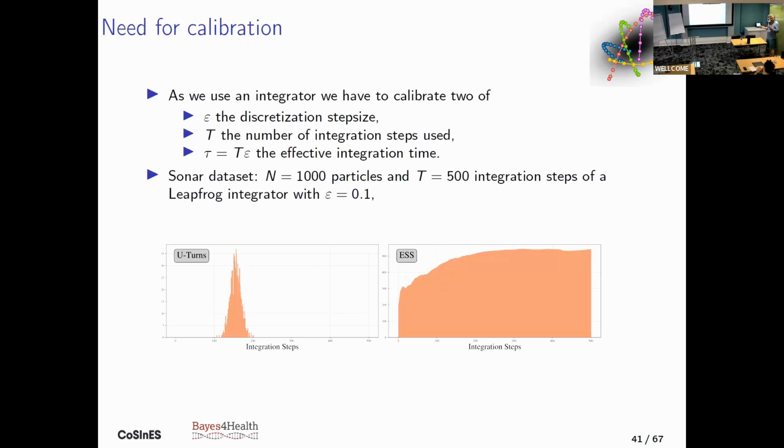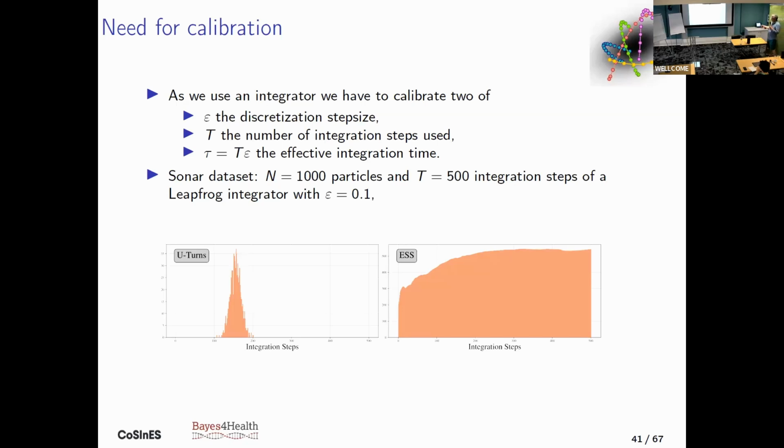Just a bit of recap: you remember we are discretizing Hamilton's equations. There's a step size, a number of steps, and the idea of effective integration time. If Hamilton's equations were really tractable, you would integrate numerically, and this is the corresponding time horizon that you would consider.